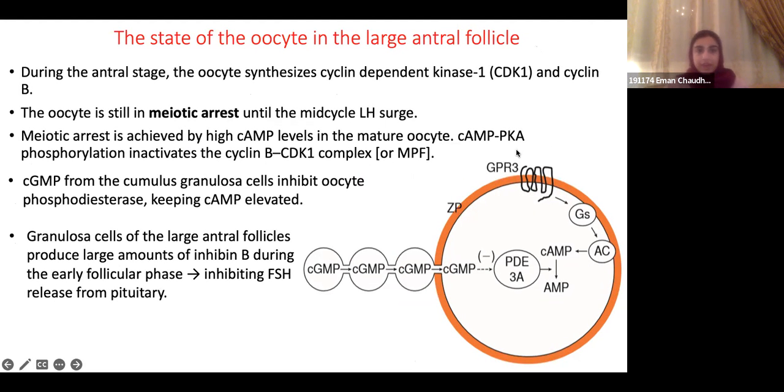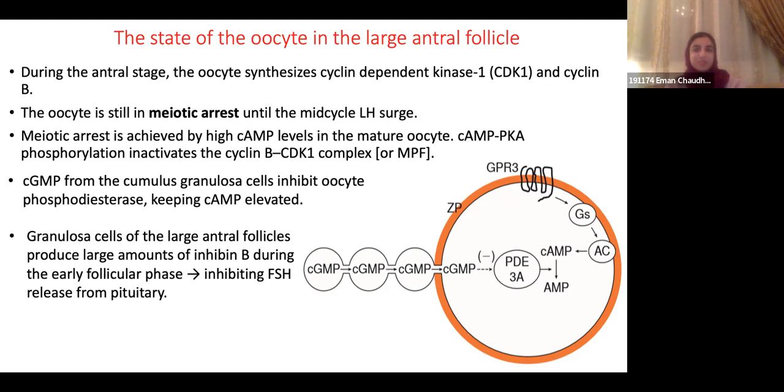So during the antral stage, it says over here, the oocyte synthesizes cyclin D1 and cyclin B. This is basically just important for the cell cycle and arrest and where it stops. That's all you need to know, okay? So cyclin B, CDK1 complex. That's all you need to know. Cyclic GMP from the cumulus granulosa cells inhibits oocyte phosphodiesterase. So that basically means it keeps cAMP elevated. And again, what is a cAMP mediated process?